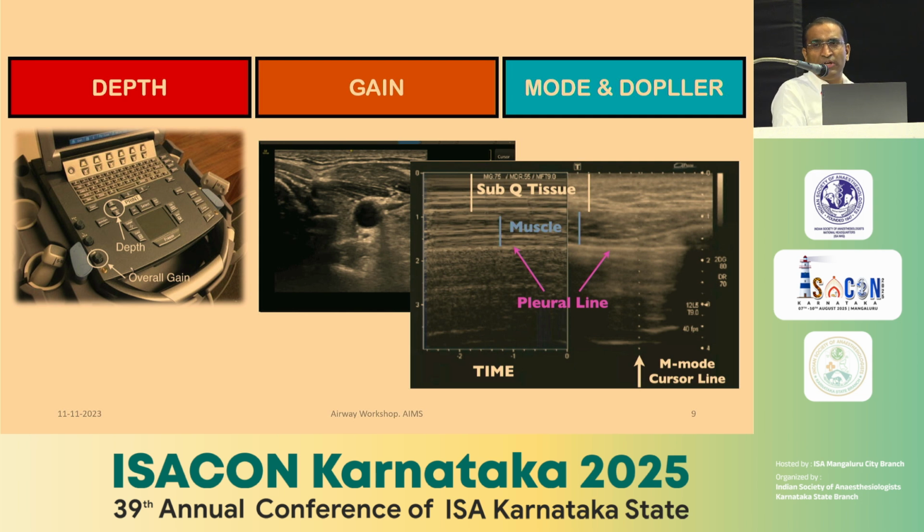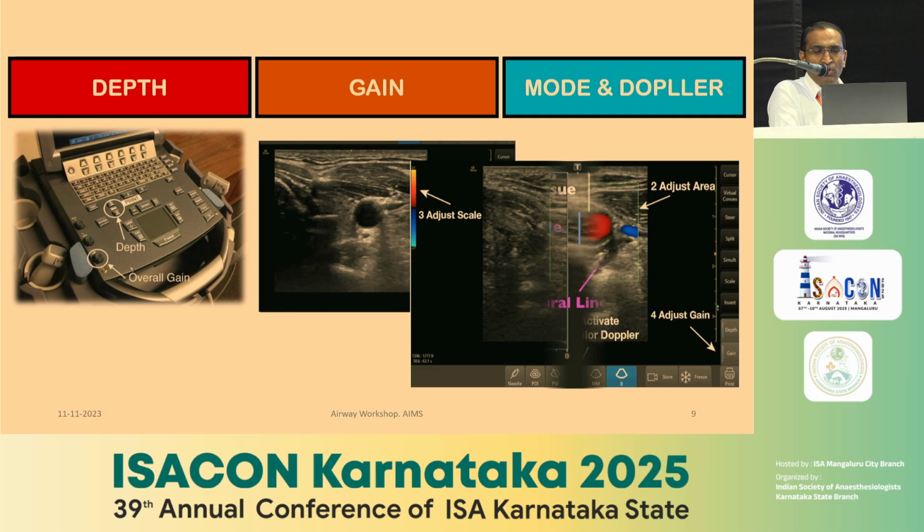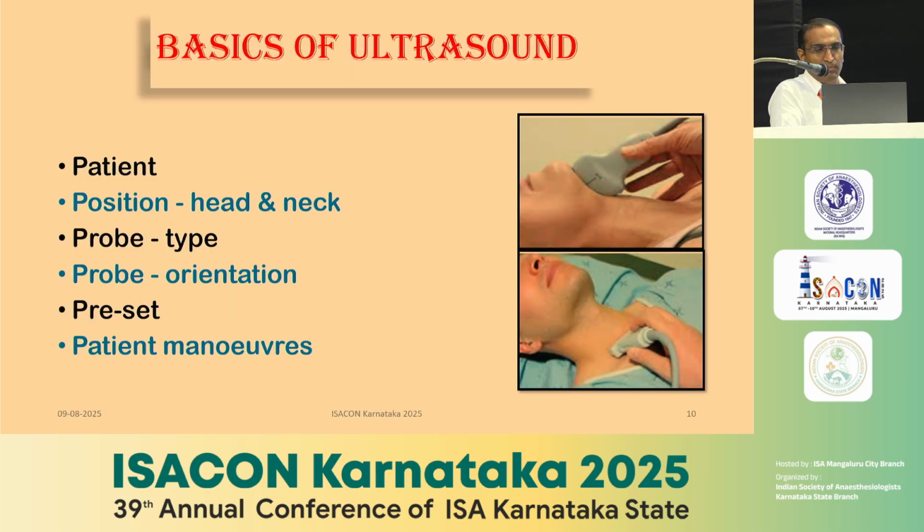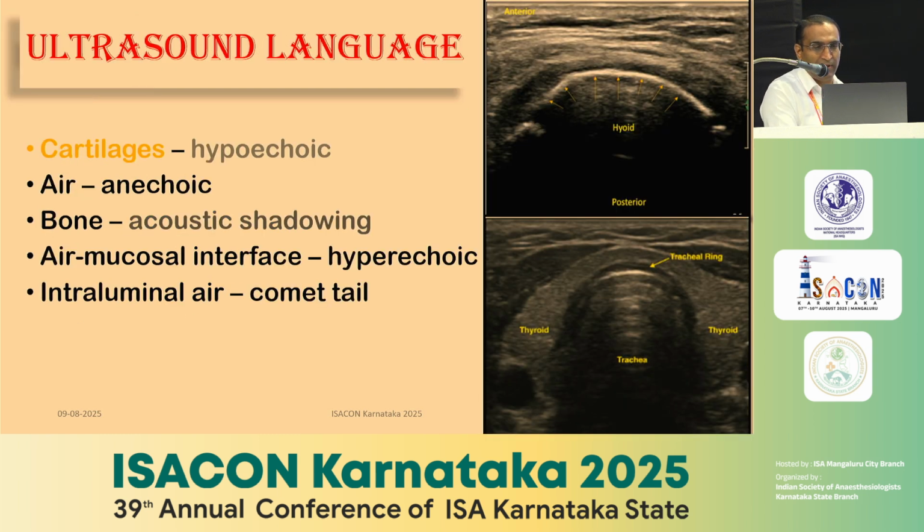Coming to the modes, particularly in lung ultrasound, when we use it as a tool for identifying proper placement of the endotracheal tube, we use M mode, and to rule out vascular anomalies, we use Doppler. For patient position, the patient can be sitting or supine with the head in neutral or extended position. We may ask the patient to do certain maneuvers, such as making the sound E, or sometimes ask them to stop breathing, so that we can evaluate the dynamism of the airway.